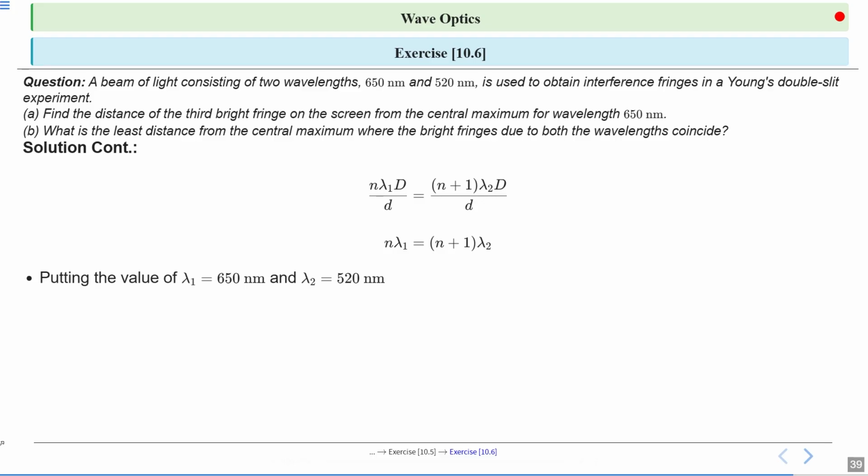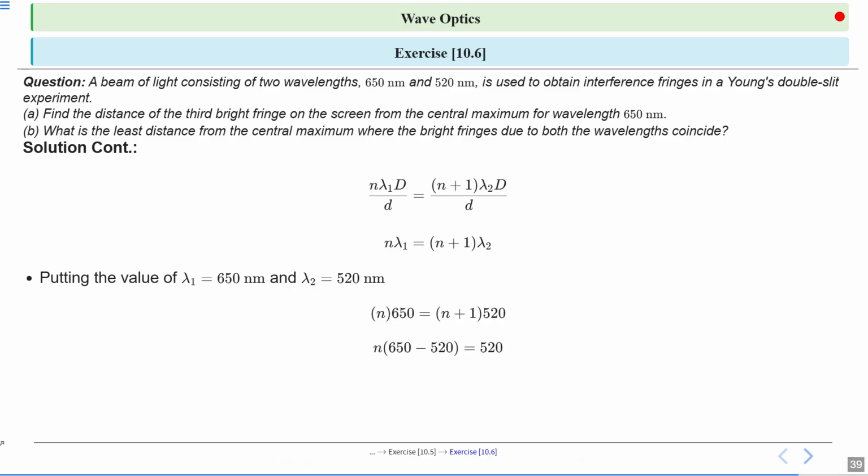So let's substitute the given values for the wavelengths. We have lambda 1 as 650 nanometer and lambda 2 as 520 nanometer. This substitution will help us find the specific value of n where the fringes coincide. So substituting the values, we get n multiplied by 650 equal to n plus 1 multiplied by 520. This equation allows us to solve for n, the number of fringes for the 650 nanometer wavelength where it coincides with the 520 nanometer wavelength.